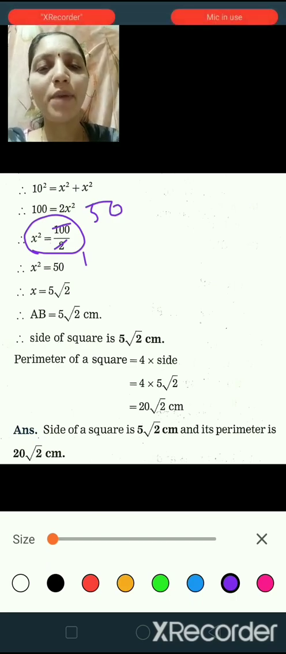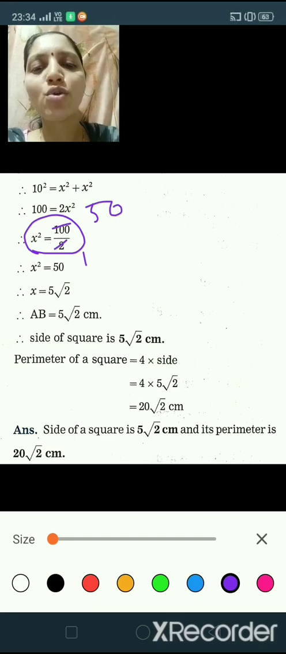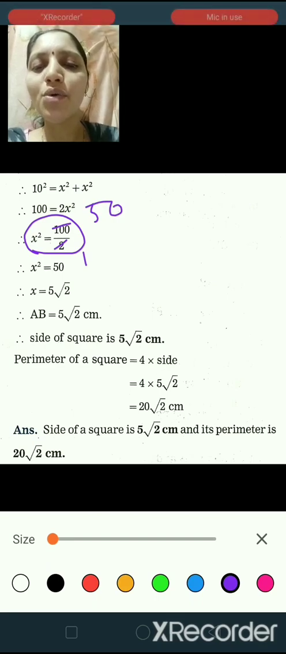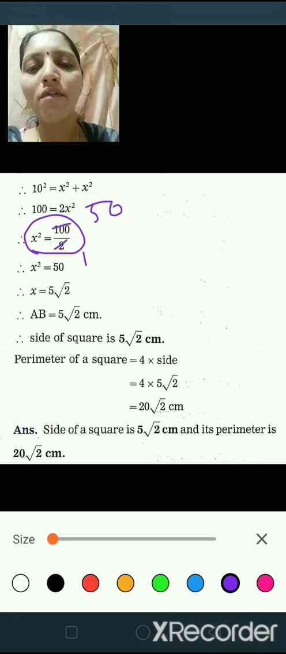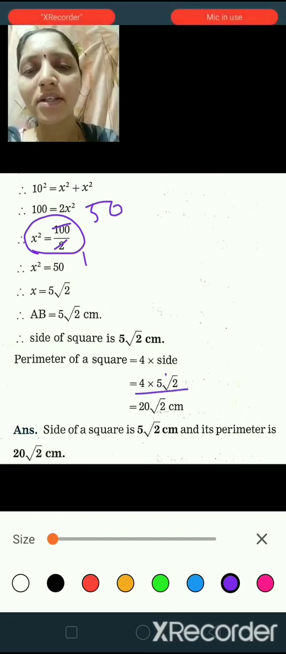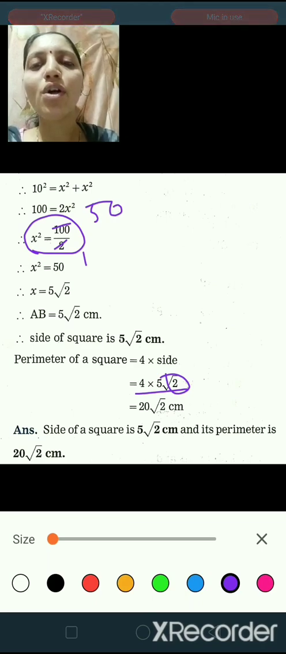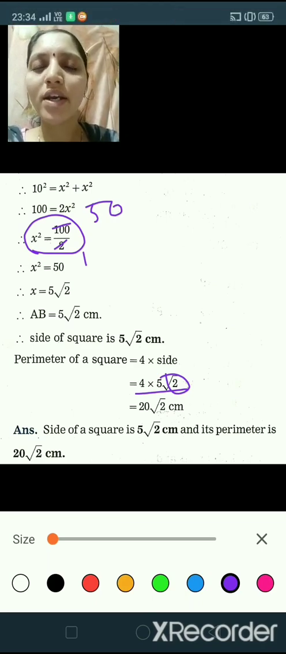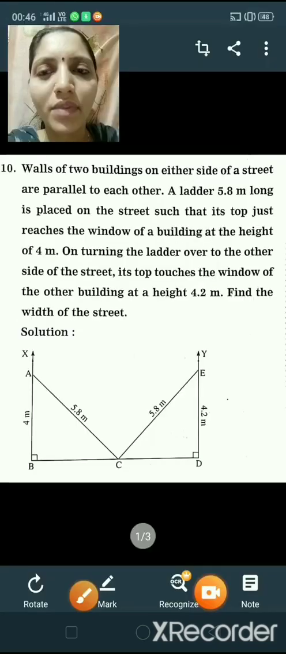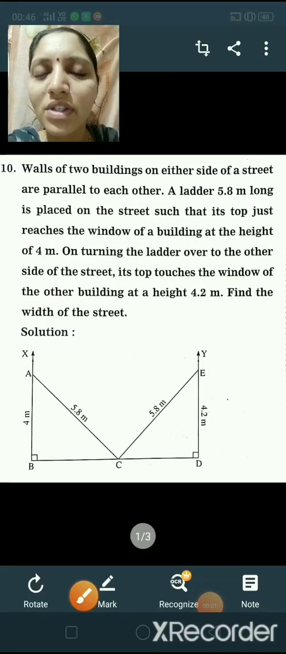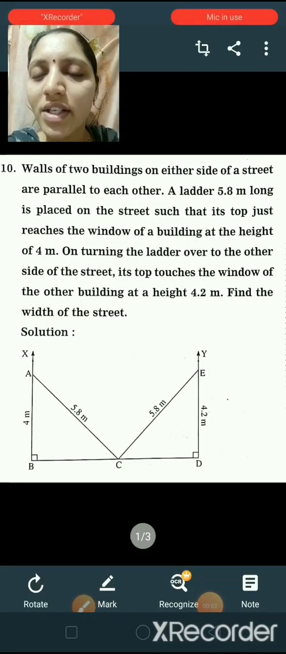Now you have to find the perimeter of the square. So the formula for it is 4 into side. So 4 into 5 root 2. Here root 2 you have to keep as it is and you have to multiply 5 into 4. So you will get 20 root 2 centimeters. So your answer will be: the side of the square is 5 root 2 centimeter and its perimeter is 20 root 2 centimeter. This problem looks like a very big one, but it is very simple.